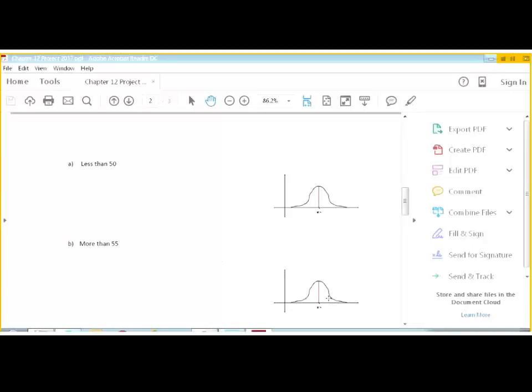Here we've got more than 55, so we draw a line here which is greater than the mean, and it's going to be this little tail bit, which is what we did. So the one we just worked on would be an example that would go with this.